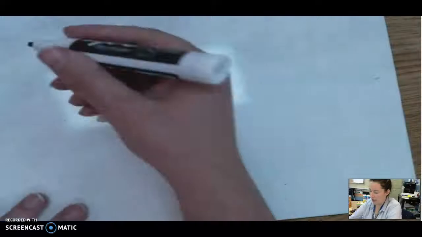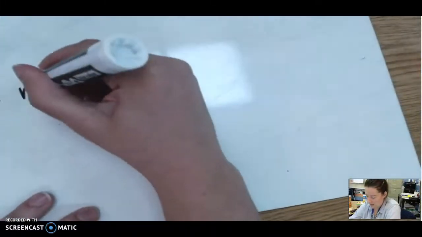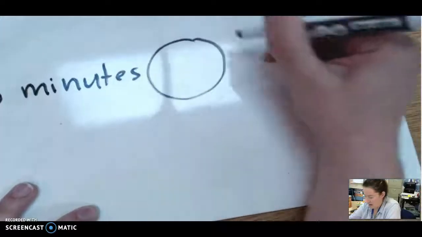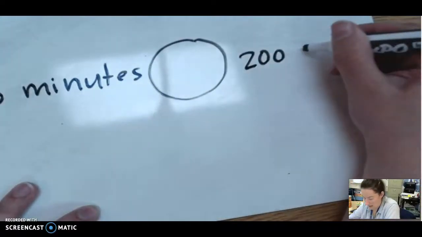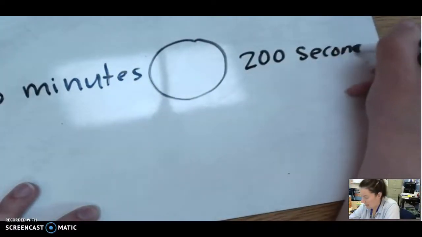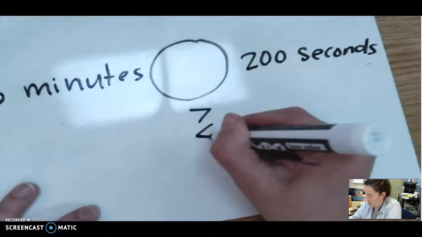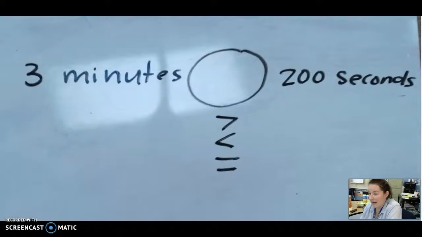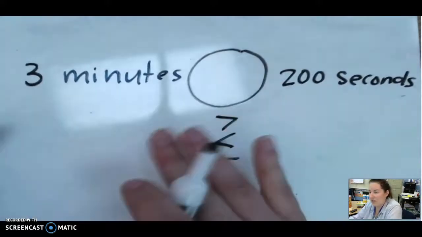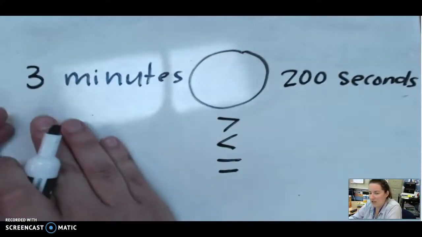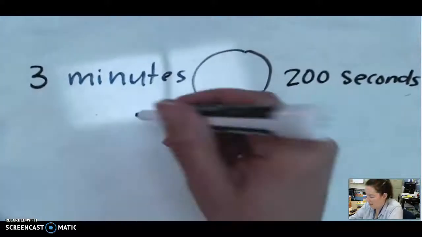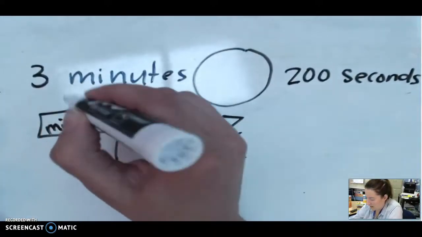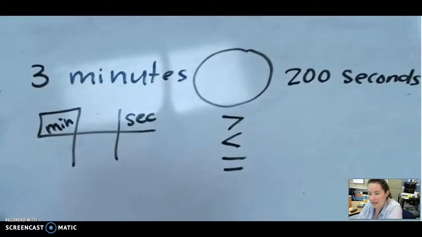Do one more. 3 minutes and then 200 seconds. Which one will we fill it in with? 3 minutes, 200 seconds. Right now, I can't compare. Let's change it. It seems easier to me to change minutes to seconds. Okay, so we're going to go from minutes, and we're trying to change it to seconds.